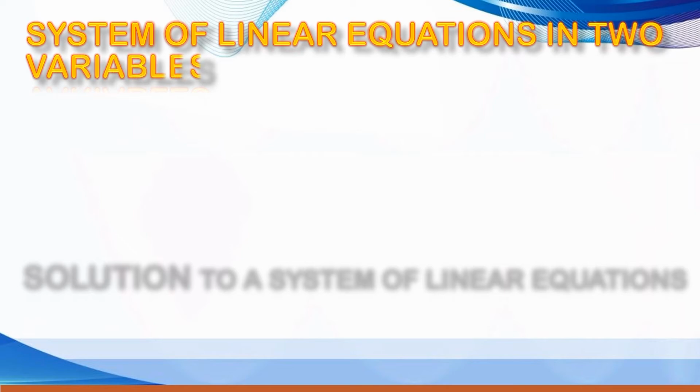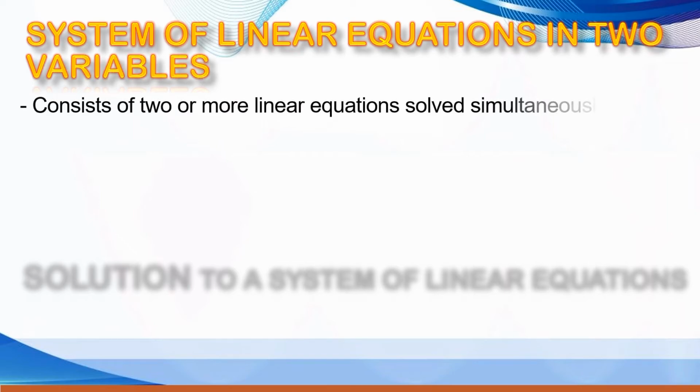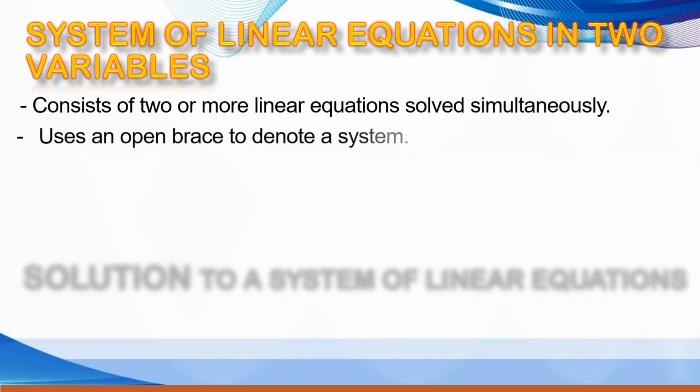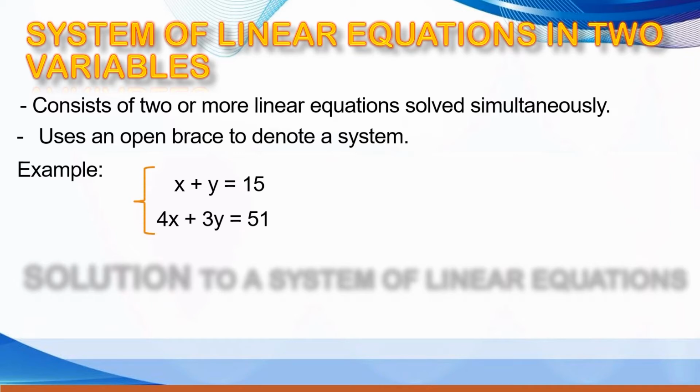By the way, what is a system of linear equations in two variables? A system of linear equations in two variables consists of two or more linear equations solved simultaneously. It uses an open brace to denote the system. So say for example, we have x plus y equals 15 and 4x plus 3y equals 51. Here, we're using the open brace to denote the system of linear equations in two variables. So here, you are interested in the solutions not of each equation, but of both of them.